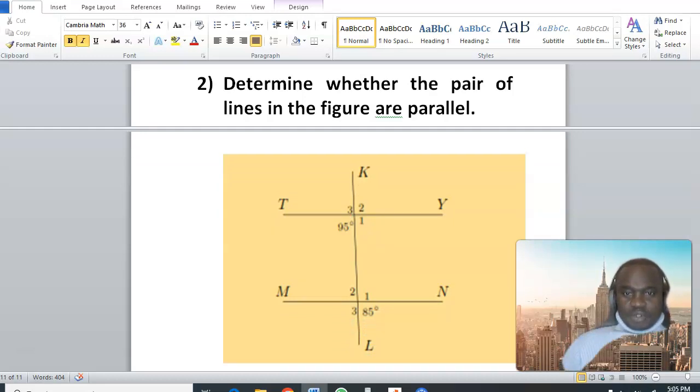Let's look at this question also. You determine whether these two lines are also parallel.